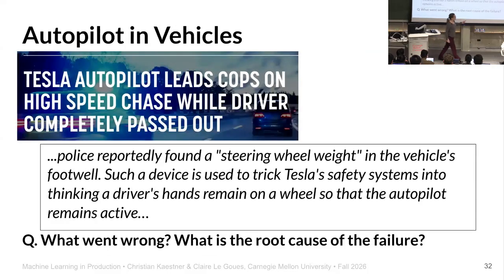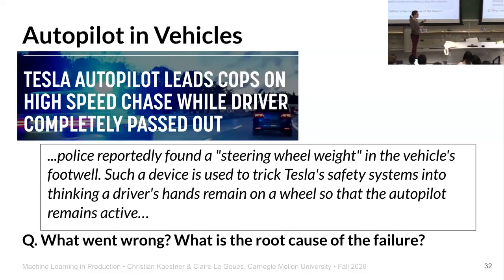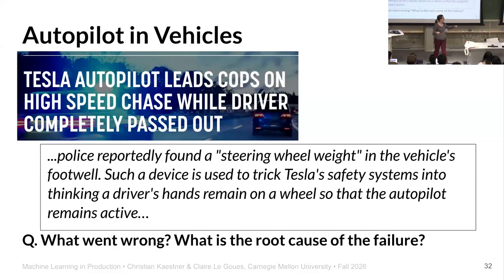Here's a different problem. Here's an issue where a Tesla on autopilot led cops on a high-speed chase because the driver was totally passed out. Tesla has a system where it's checking if the driver's hands are on the wheel, right? Because you're not supposed to just get drunk and go to sleep and have your Tesla drive you home. You're supposed to be in control of the vehicle at all times, and that's how Tesla says it's not their problem, because the driver's always paying attention. So something went awry. What happened? What's the root cause here?